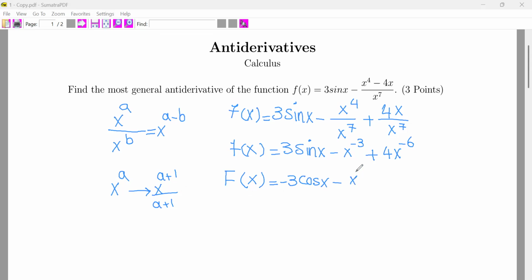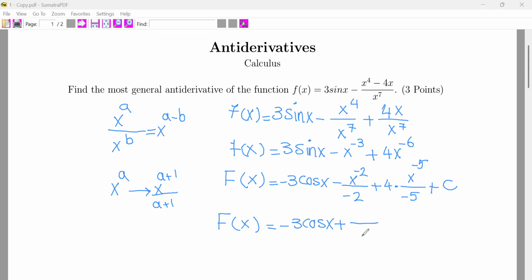So we're going to have x to the power -3 plus 1, which is -2, over the same number, plus 4. Same idea here, x to the power -6 plus 1, which is -5, over the same number. And we usually write plus a constant c because we may have a number here that after taking the derivative is gone. So let's simplify this to -3 cosine of x plus x to the power 2.